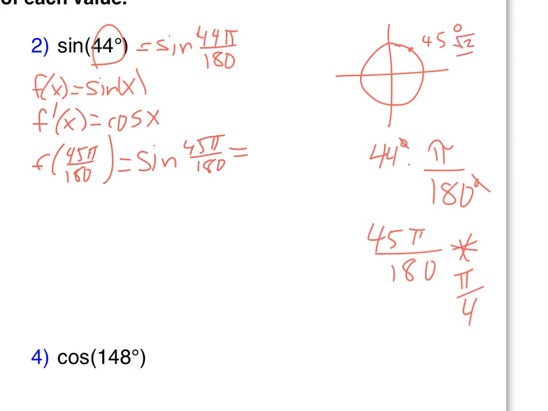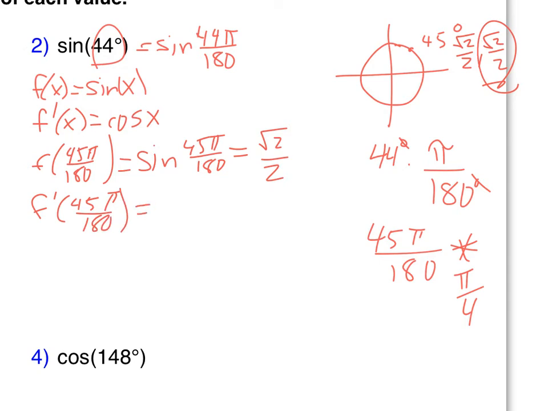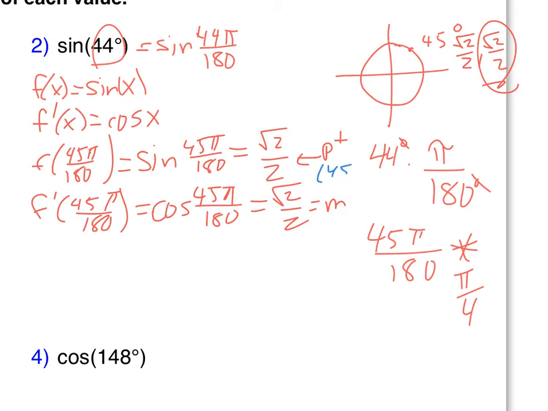Let's see, we get square root of 2 over 2, comma square root of 2 over 2. Our sine value is this y value, so we get square root of 2 over 2, and f prime of 45 pi over 180, well, that is equal to cosine of 45 pi divided by 180, and that gives me also square root of 2 over 2. So now that's my slope, and this is my point, right? My point is 45 pi divided by 180, same thing as pi over 4, comma square root of 2 over 2.